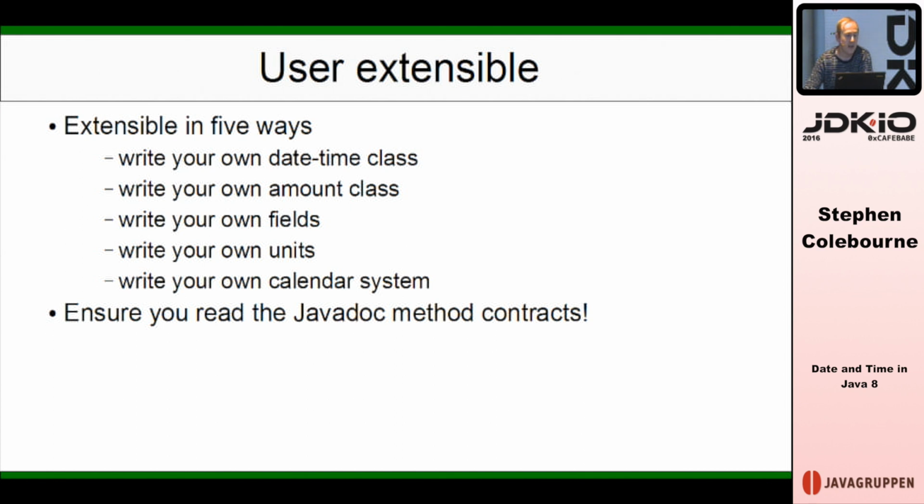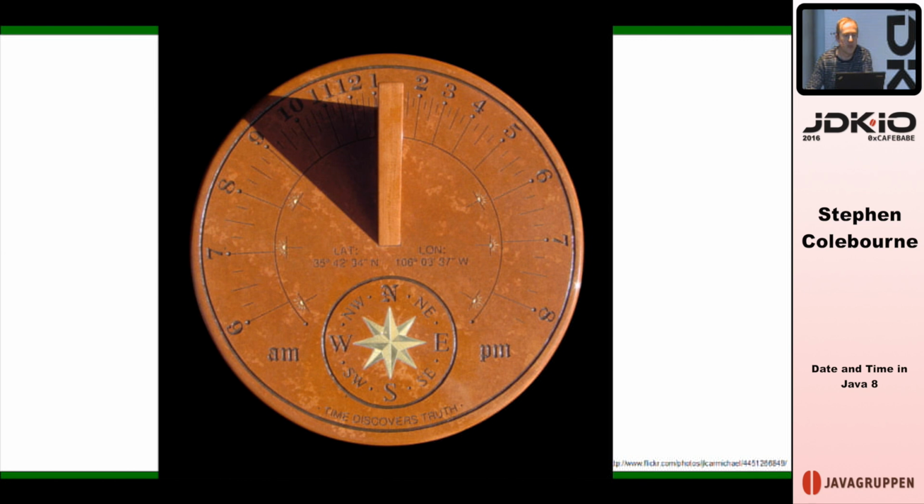You can extend it in lots of different ways. You can write your own date-time class, amount class, fields, units, calendar system. You do need to understand the Javadoc. And to be honest, if you're adding something like that, have a look in the 310 extra project first. And if you're writing one, consider donating it to the 310 extra project, because if you think it's useful, maybe somebody else will.